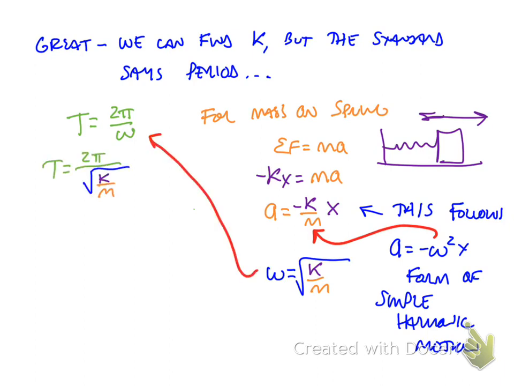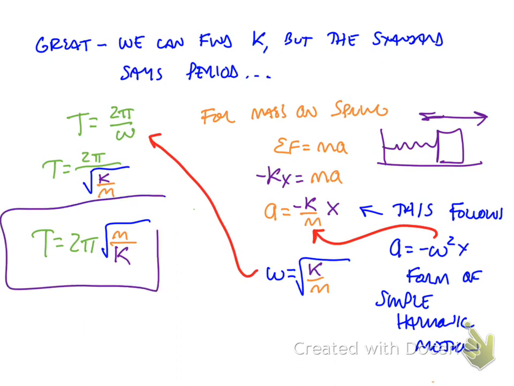We put that back into our period equation, and we have the period is 2 pi over the square root of k over m. But to get that radical out of the denominator, I just flip it, and I have the period is 2 pi square root of m over k. So once we find the k values, as talked about earlier, we can then go ahead and find out what the period of that spring is.